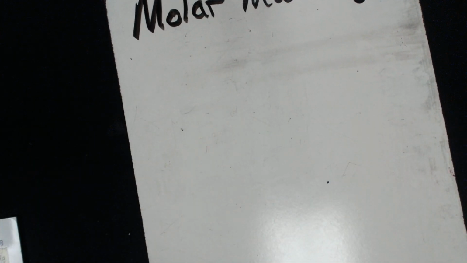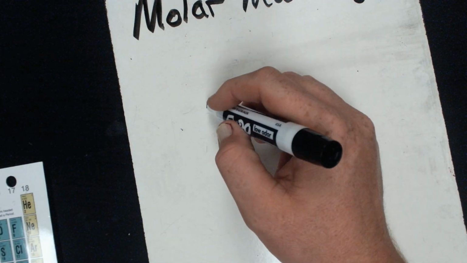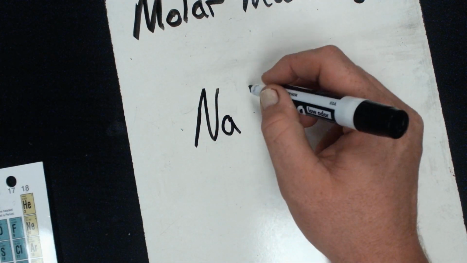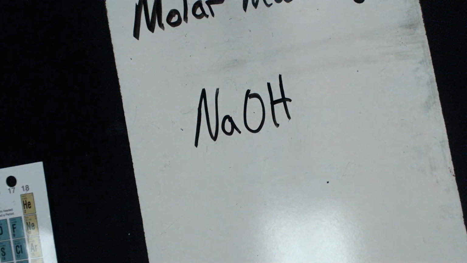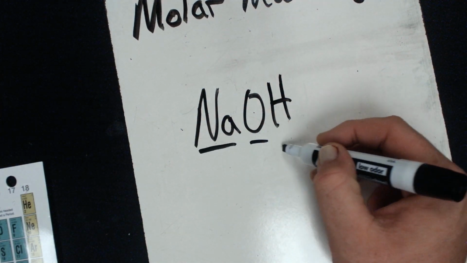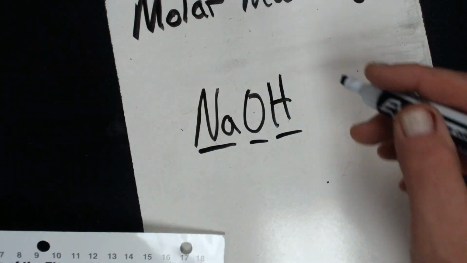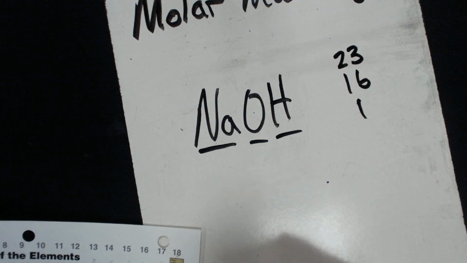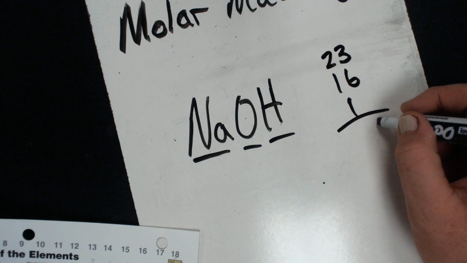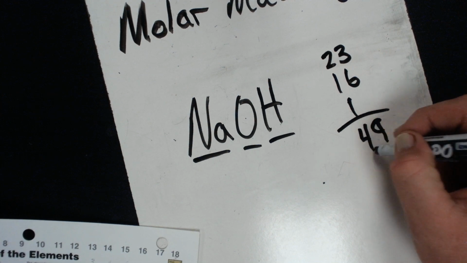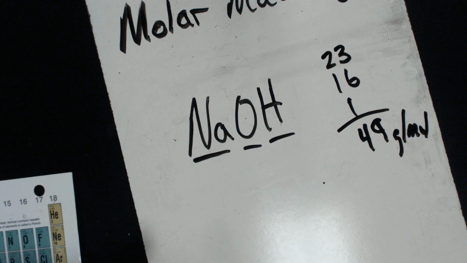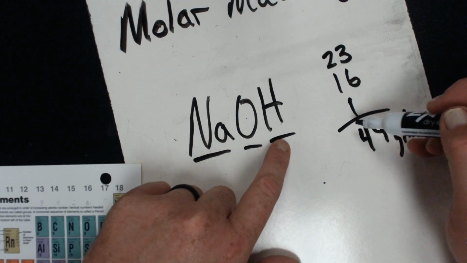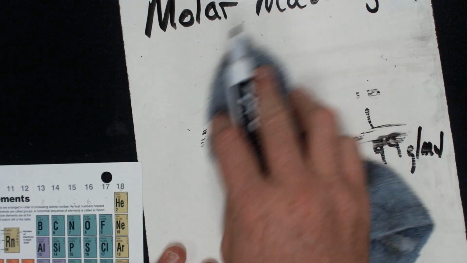Let's say NaOH. So I have 1 sodium, 1 oxygen, 1 hydrogen. So look at my periodic table. The mass of sodium is roughly 23, oxygen 16, H is 1. So to find the molar mass, I'm just going to add these up. What's that? 40 grams per mole. So I had 1 sodium, 23, 1 oxygen, 16, 1 hydrogen, 1. I just add them up to find my molar mass.